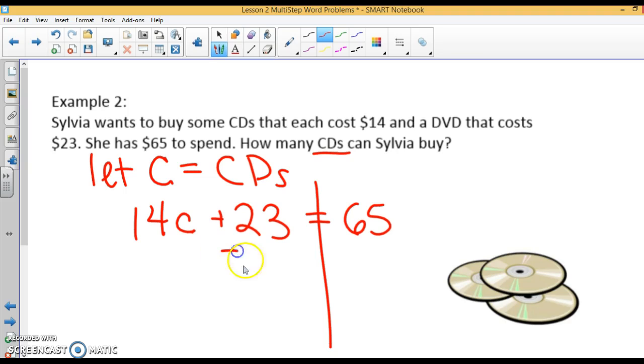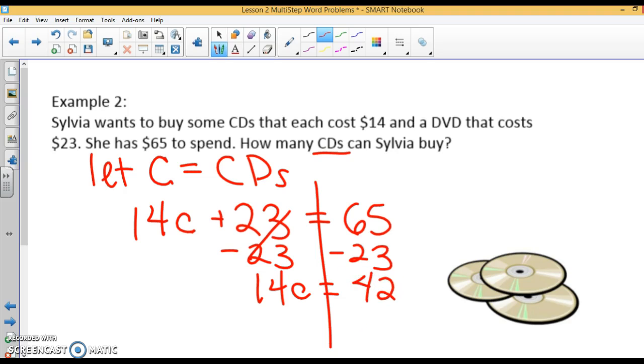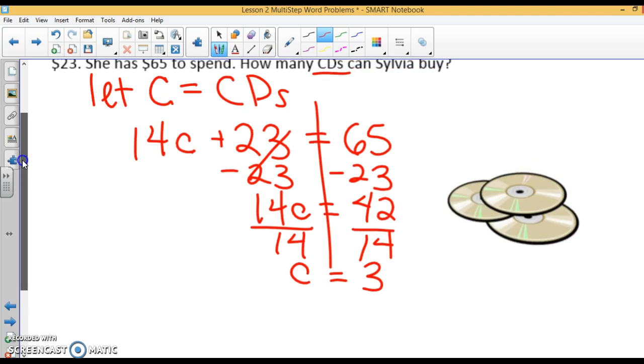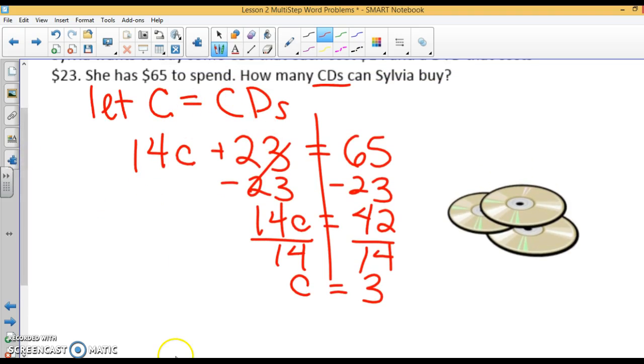We can subtract 23 from both sides. We get 14C equals 42. And then we just have to divide by 14 on both sides. And we will get C equals 3. And up here we defined our C as CDs. So Sylvia can buy 3 CDs.